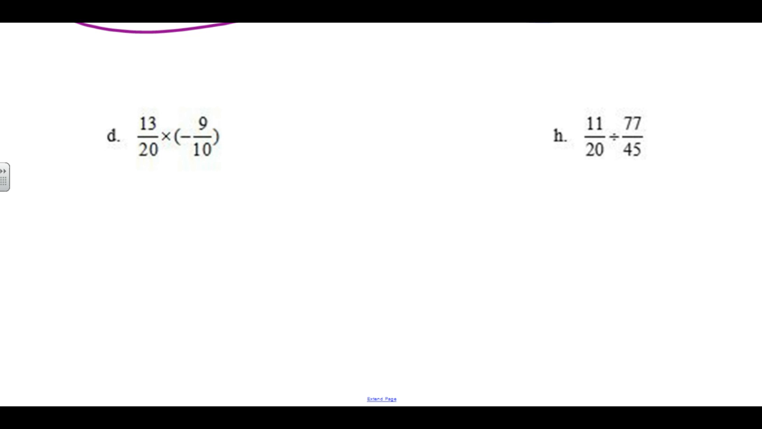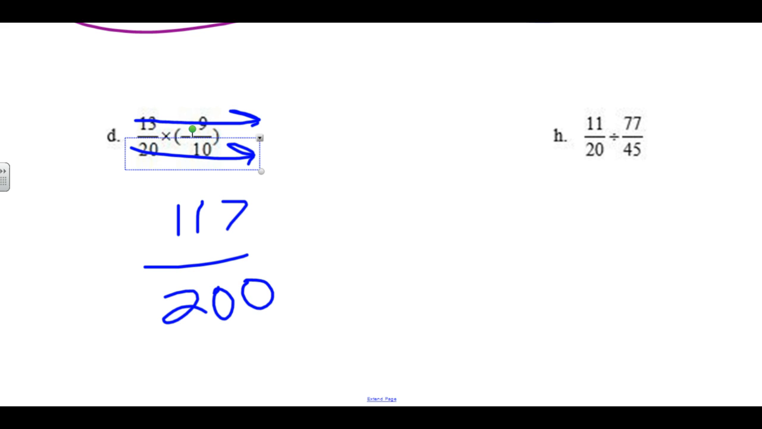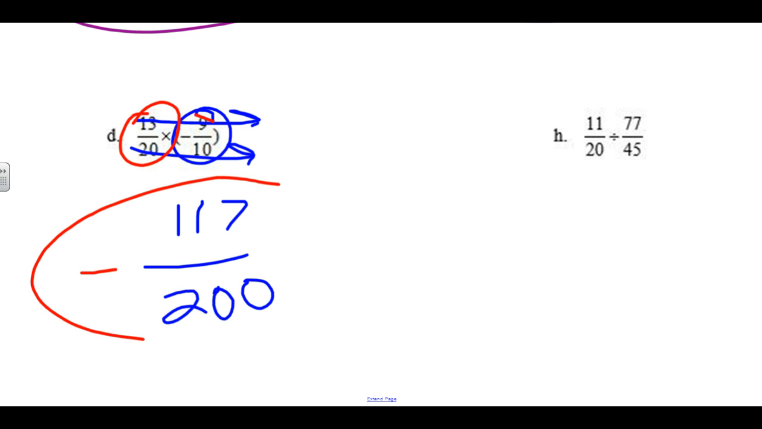And now for D and H, just back to some familiar processes and reviewing of fractions. Again, we can just multiply across. 13 times 9 is going to give us 117 in our numerator. 20 times 10 is 200 in our denominator. One number is negative, one number is positive, so it's going to be negative overall, negative 117 200ths.